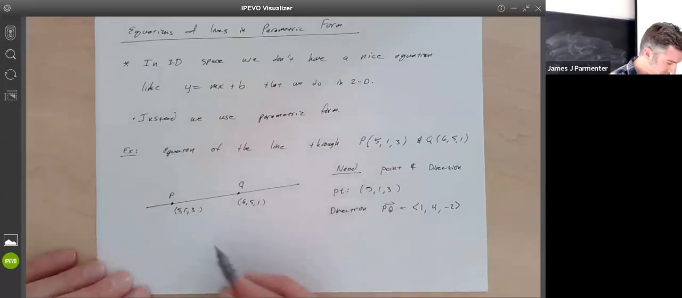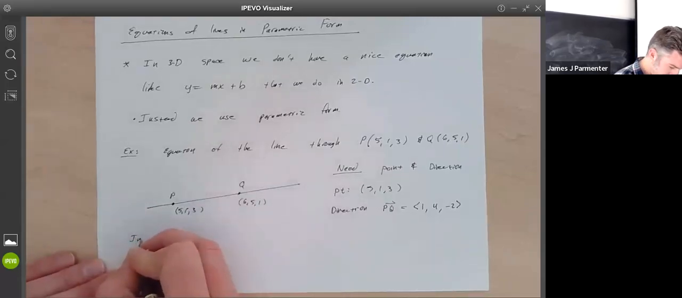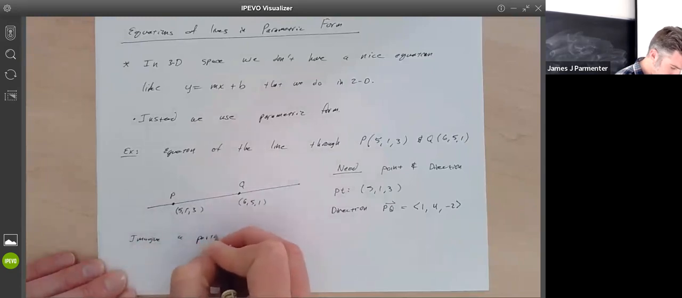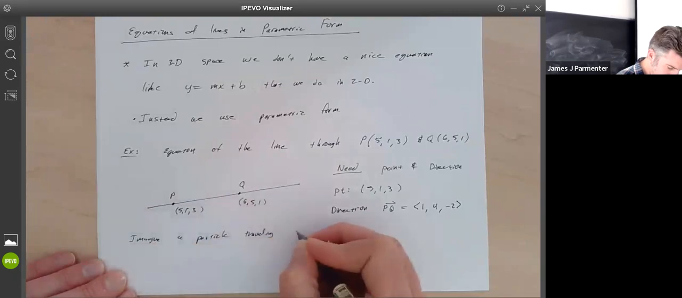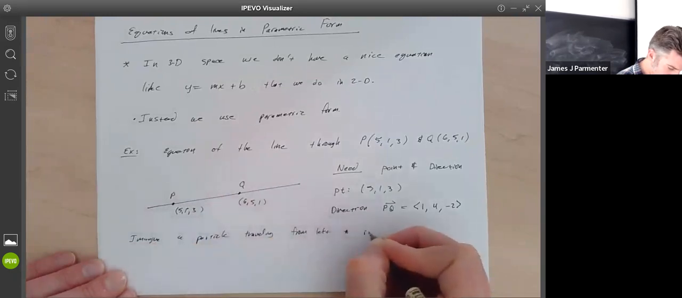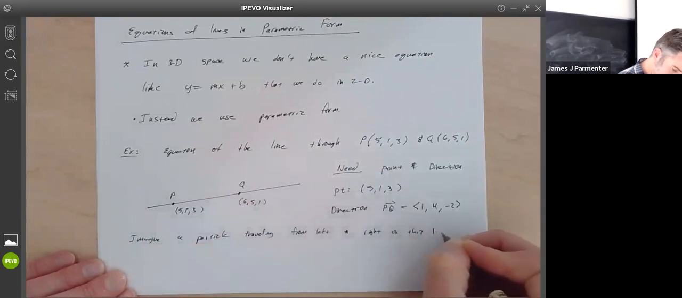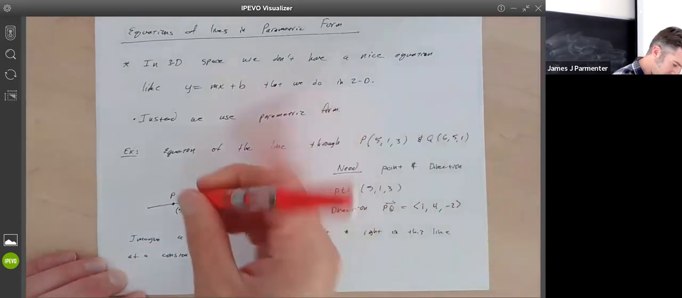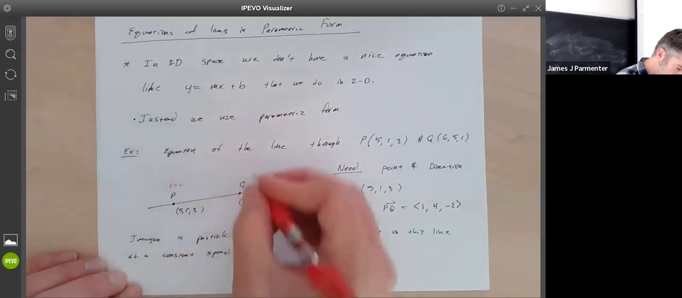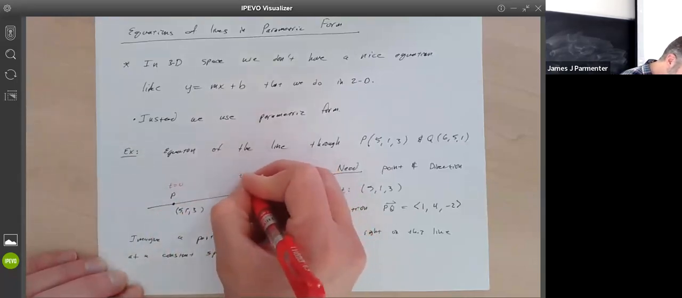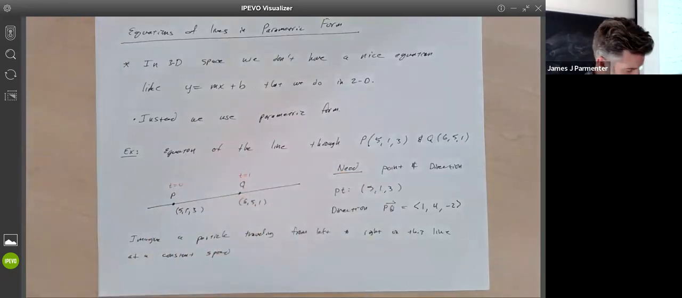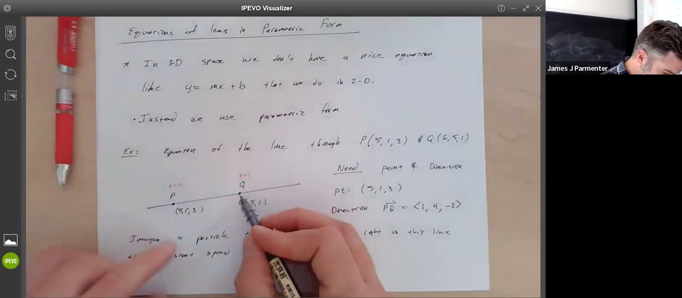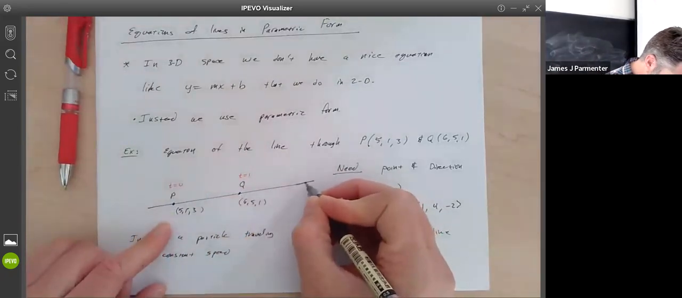Anyway, what we're going to do is imagine a particle traveling from left to right on this line at a constant speed, where right here at time equals 0 is when we start at P, and then 1 second or minute or whatever unit of time you want to use, we end up over here at Q. And then we should end up going the same length and direction to get to the next point when t equals 2.